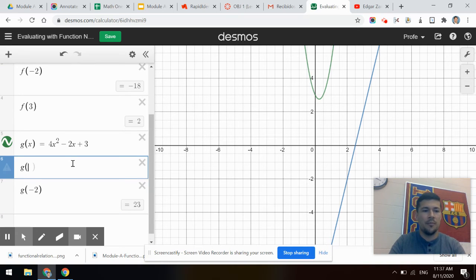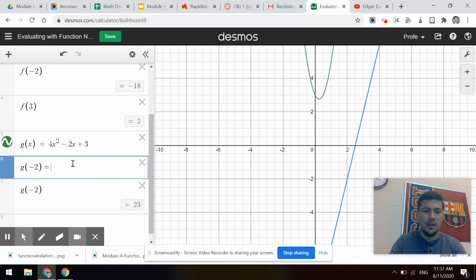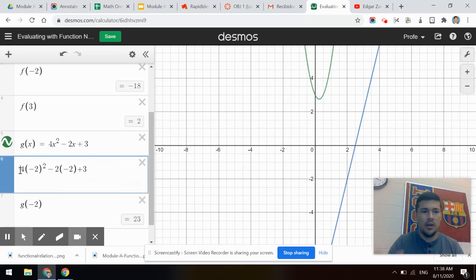Let's talk about how that works out. g of negative 2 means let's substitute, well, let's say 4 and substitute a negative 2, which is going to be squared, subtract twice the amount of negative 2, and add 3. Well, Desmos is not going to tell me anything right there because I've got an equal sign. If I take this away, it's going to evaluate it for me. It tells me 23, and you can work that out in your head as well.